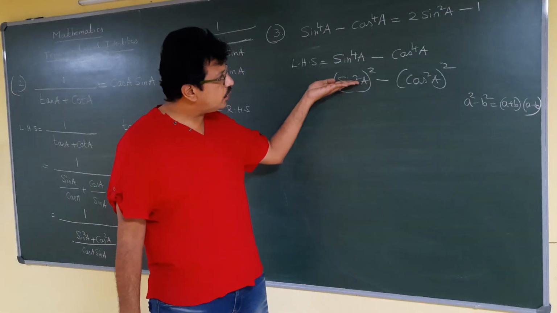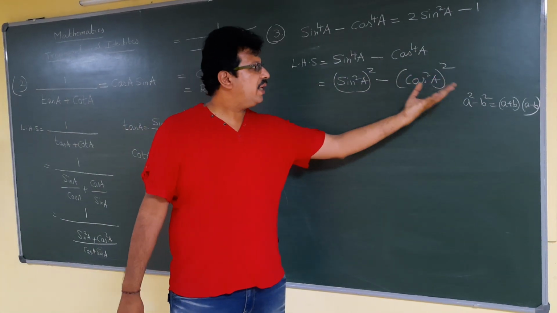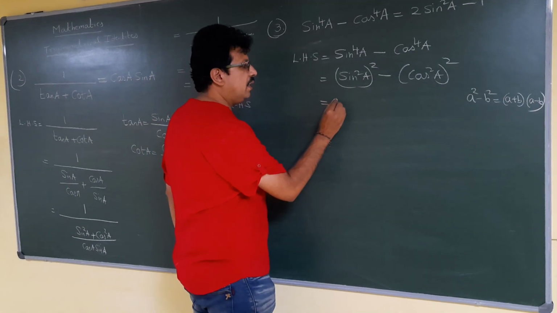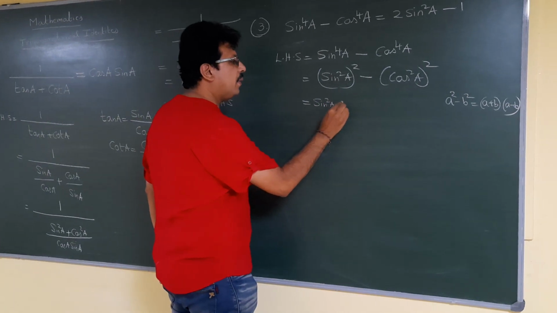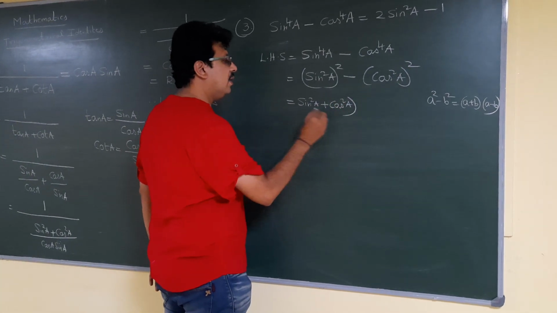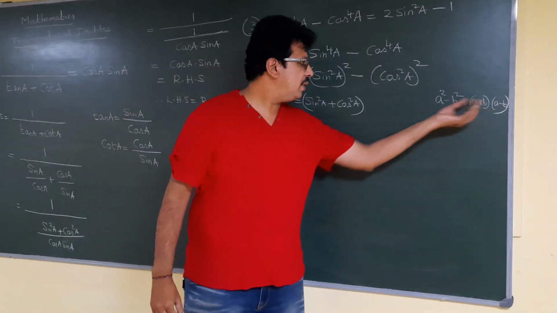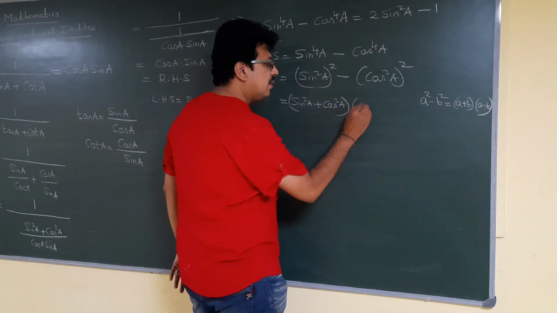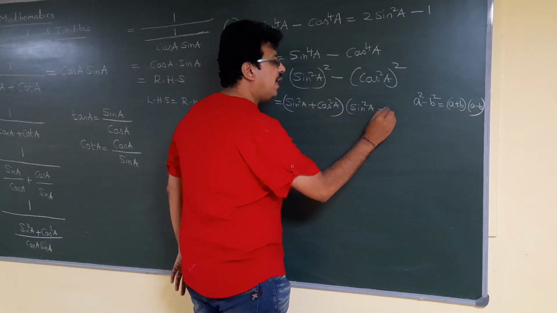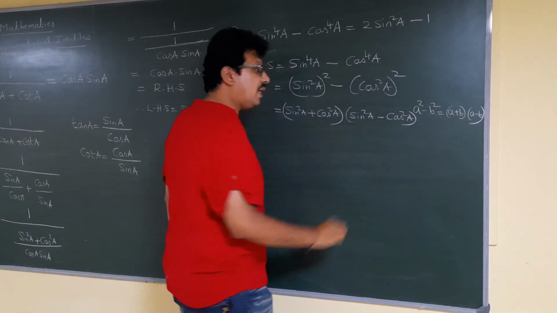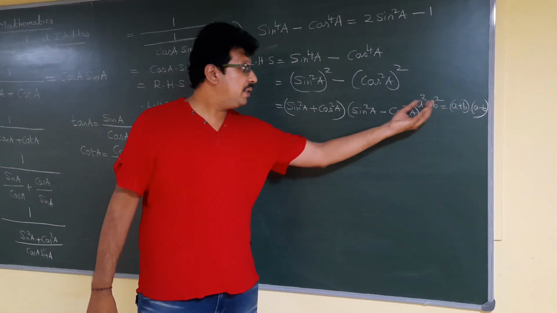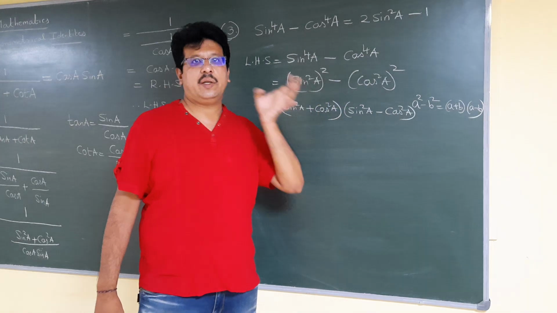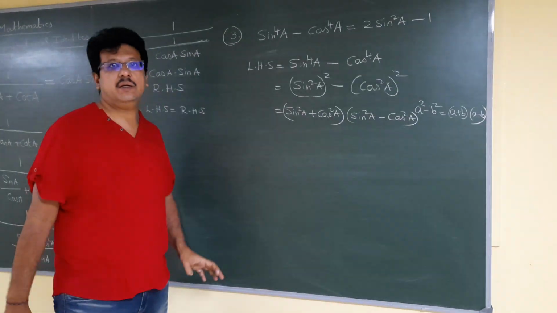So let us take sin square A as a and cos square A as b. That is very important to understand. So let us use that. So a plus b means sin square A plus cos square A. A minus b means sin square A minus cos square A. That's a very important thing you should understand here.